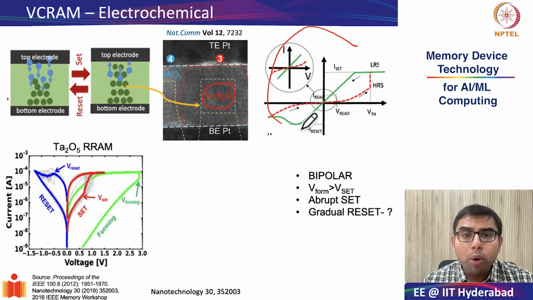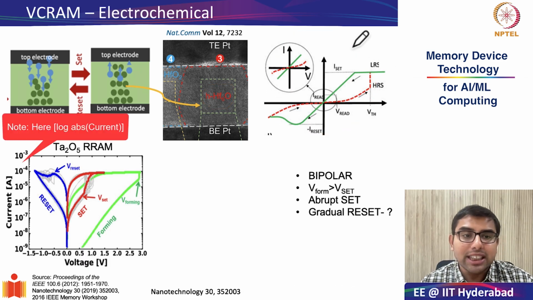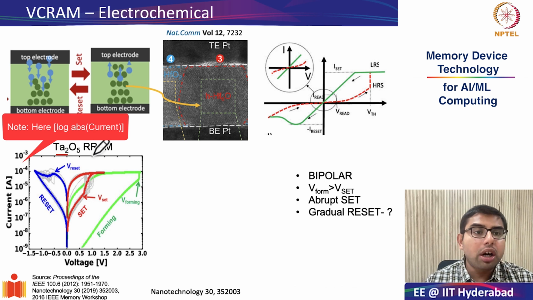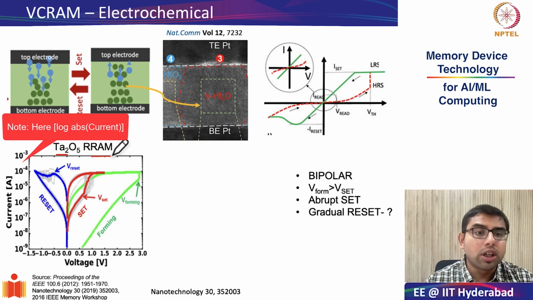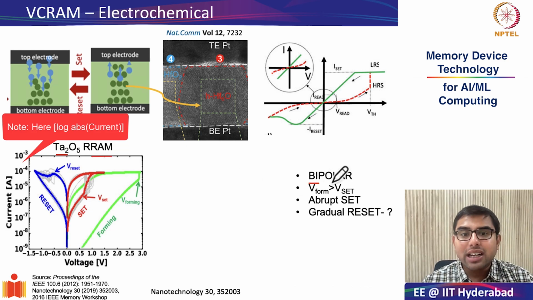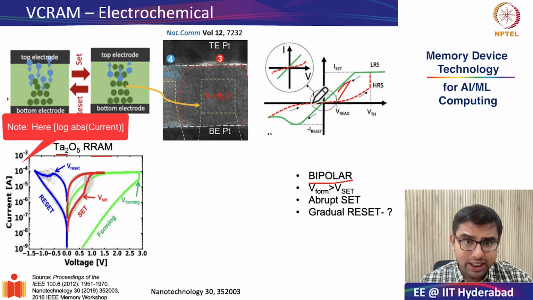So this is the prototypical IV characteristic of an electrochemical VC-RAM device, and this is an actually measured device which consists of a tantalum oxide RRAM sandwiched between two inert electrodes. The first thing that we notice in these devices, as we had discussed in the previous slide, is that these devices are inherently bipolar. The meaning of bipolar is that the set cycle happens in the positive polarity, whereas to reset the cell you need the opposite polarity.